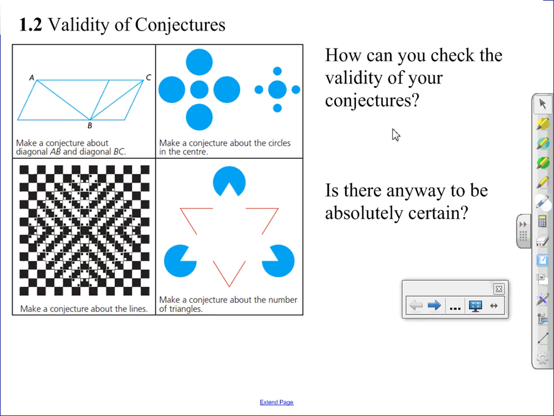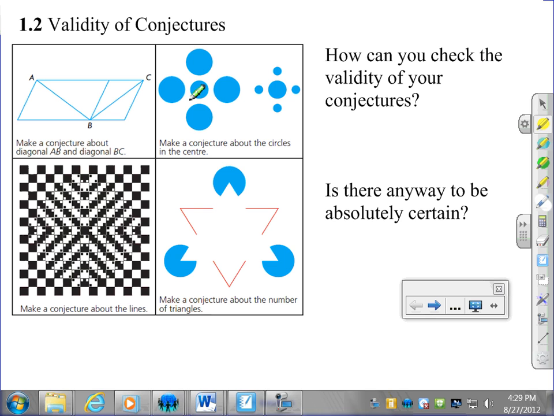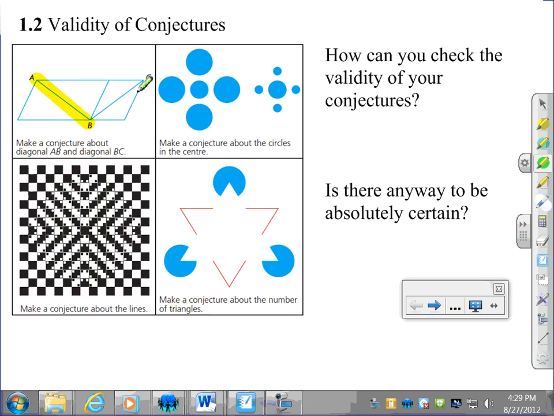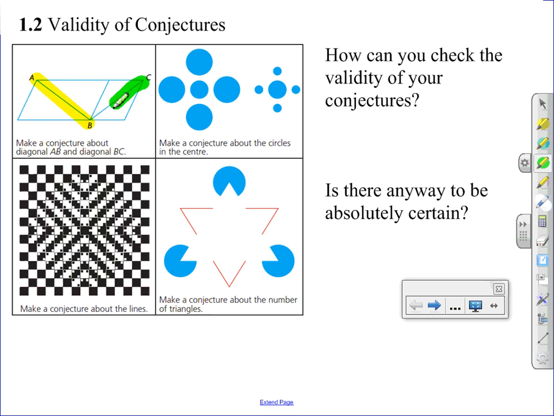So the first example that we're going to look at is two diagonals, a diagonal connecting the vertices of rectangles. There is diagonal AB, and here is diagonal BC, and we're supposed to make a conjecture about the diagonals. And so looking at it, I instantly would say diagonal AB is longer than diagonal BC.